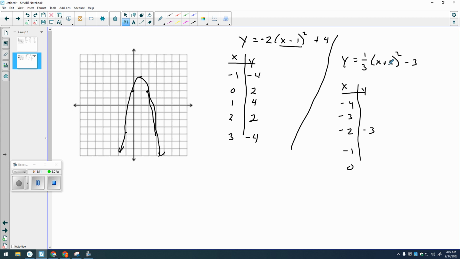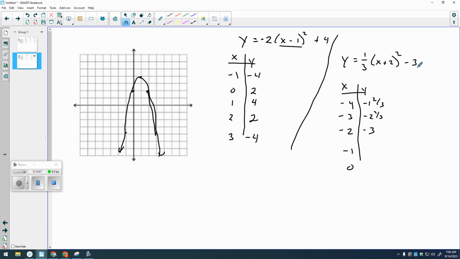Negative 3 plus 2 is a negative 1. Negative 1 squared is a positive 1. 1 times a third is a third. Minus 3 is a negative 2 and 2/3. Plug in negative 4. Negative 4 plus 2 is a negative 2. Negative 2 squared is a positive 4. Times 1/3 is 4/3. Minus 3 is a negative 1 and 2/3. Let me double check that.